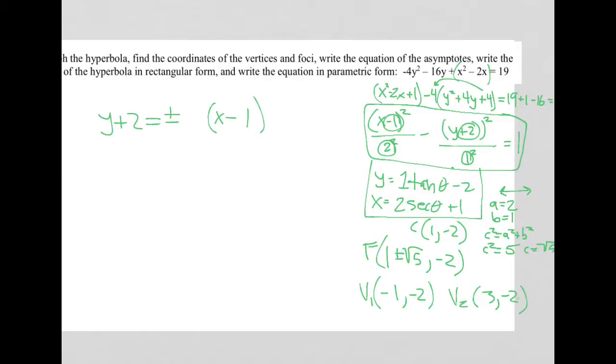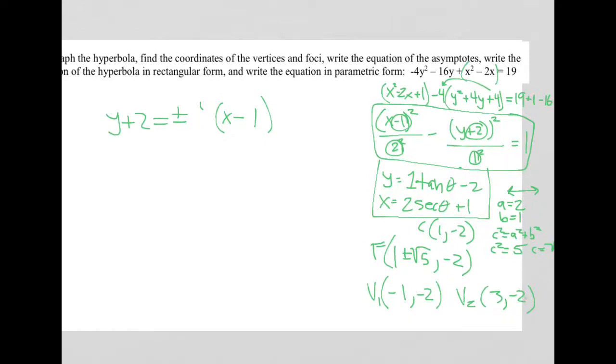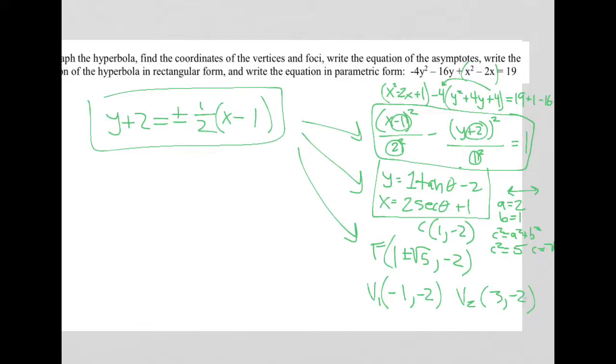Well, what is the slope? It's either b over a or a over b. Think about where a is going. A is with your positive term. Is your positive term x? Yes, it is, which means that a is going horizontally. So your rise is b. So b has to be 1 over your rise over your run, b over a. So 1 over 2, so 1 half right there. So there are our asymptotes. There is our rectangular, there is our parametric, there are our foci, and there are our vertices.